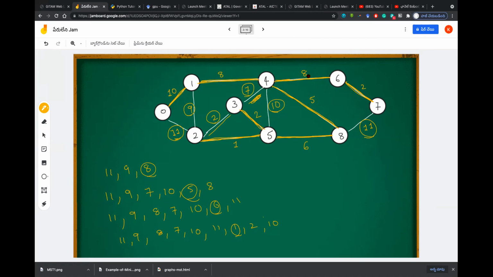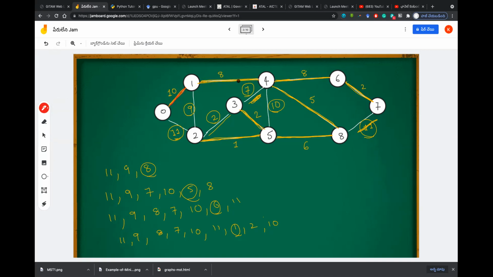See, if you consider this 8 and 7, you say that sir, 7 is minimum, but it forms a cycle. So eliminate this one and come to the next minimum, that is 8, and connect them. And then next connect 2 without forming a cycle. Now you cannot connect this one because this again forms a cycle. See, finally what is the final graph?